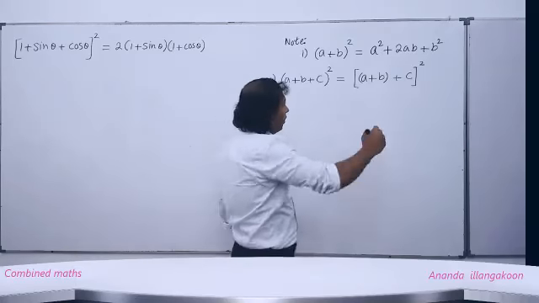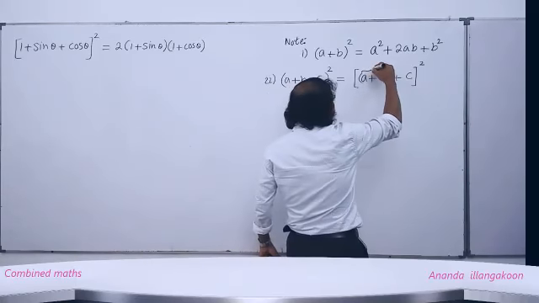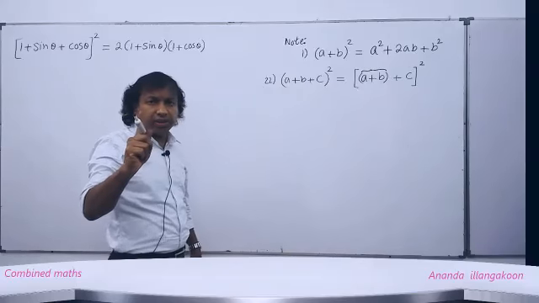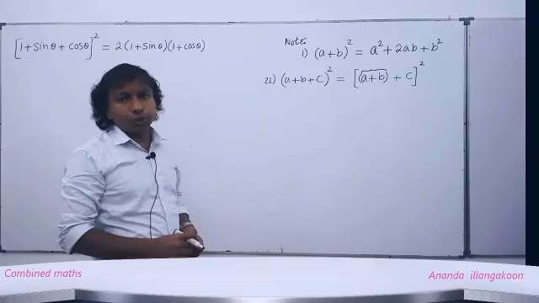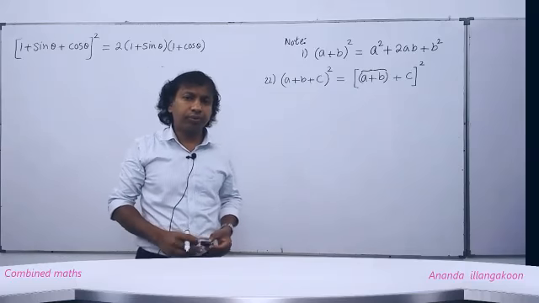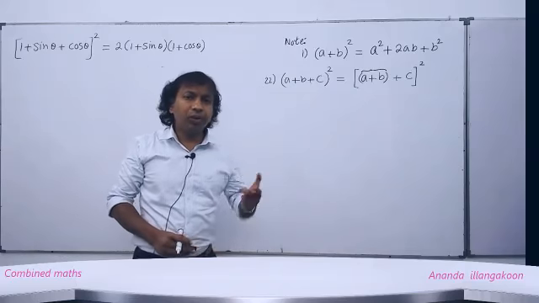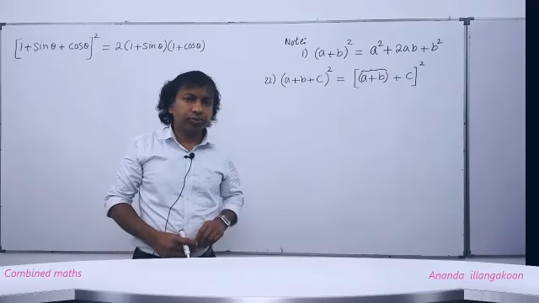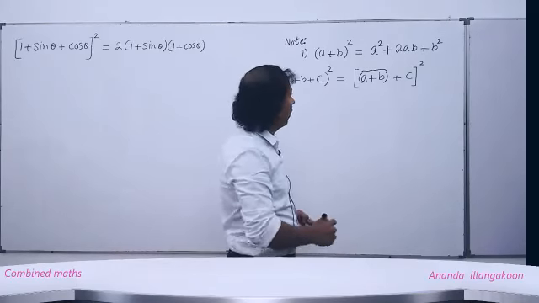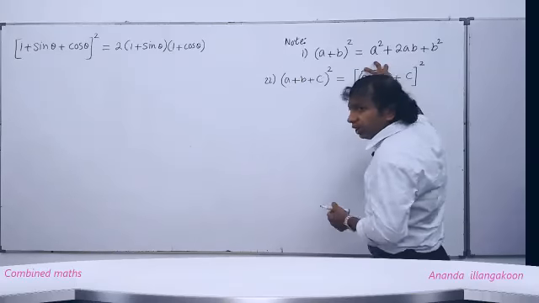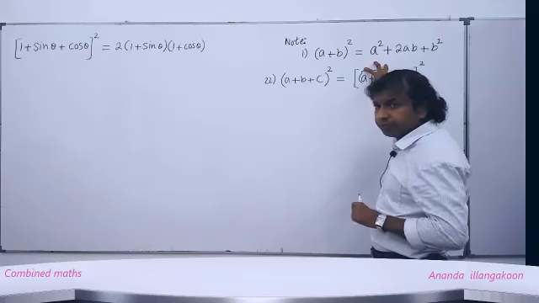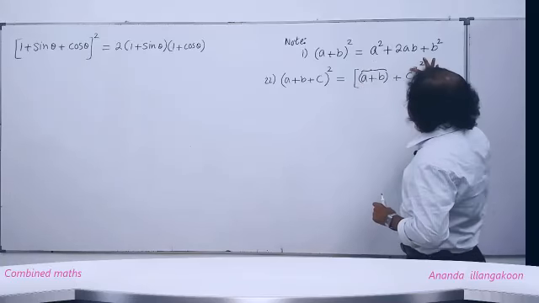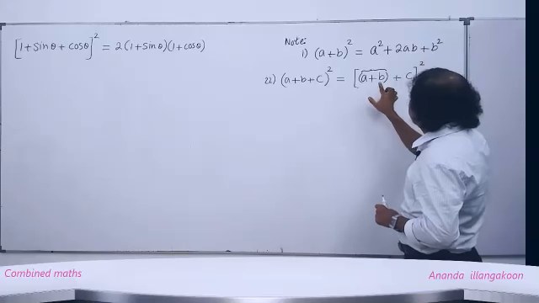Then consider this a plus b together as one letter. Suppose a is 2, b is 1, then 2 plus 1 is 3, no? A plus b is one term now. If I consider this a plus b together as one term, then here we have a binomial now, no? This is the first term, this is the second term.